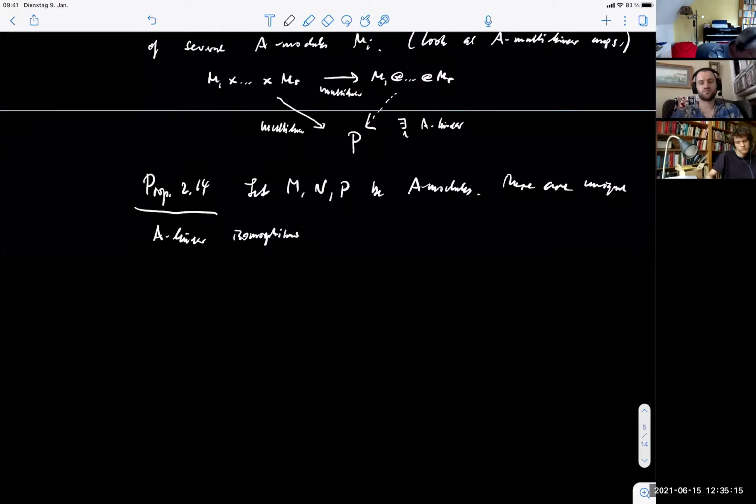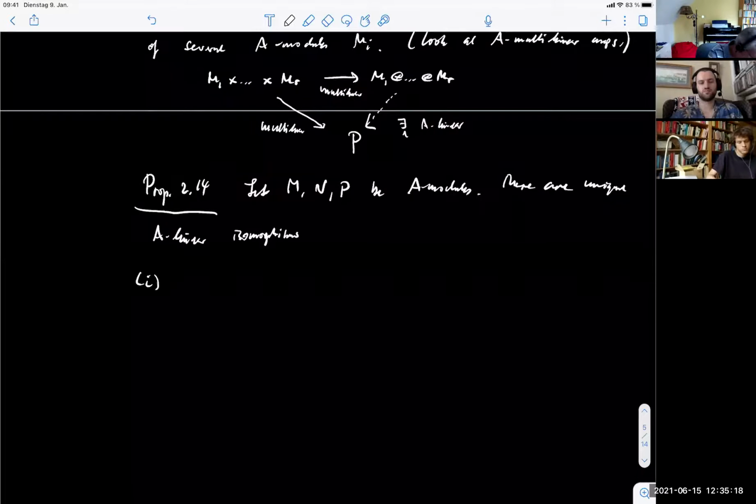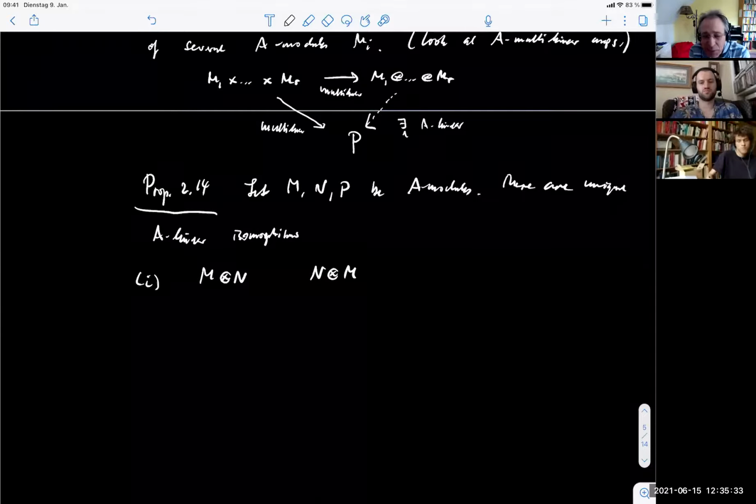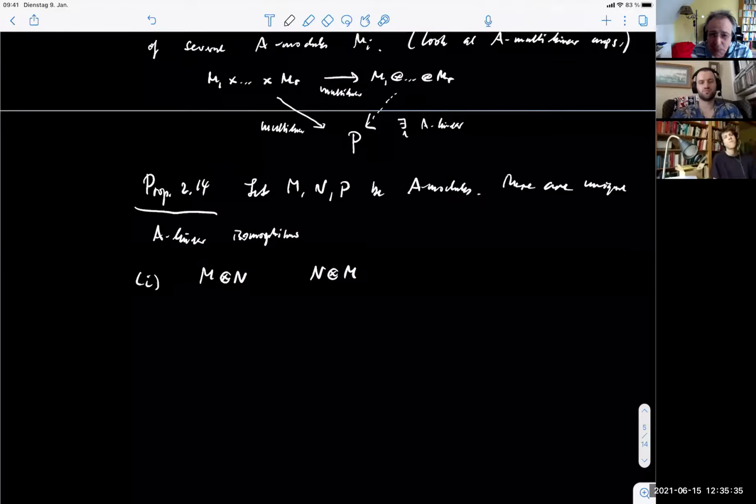Now property one. On the one hand, I would like to say M tensor N equals N tensor M, but I cannot really say this. You should even think of M tensor N as not defined absolutely. It's only defined up to canonical isomorphy. So the statement is there is exactly one isomorphism such that x tensor y goes to y tensor x. But I write that below. Let me finish.